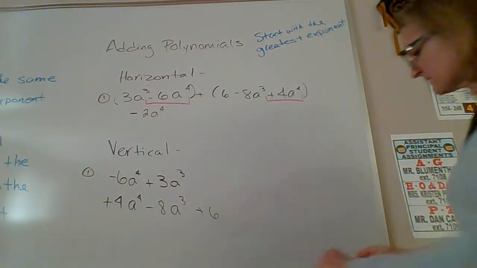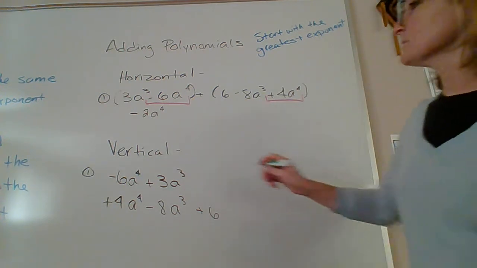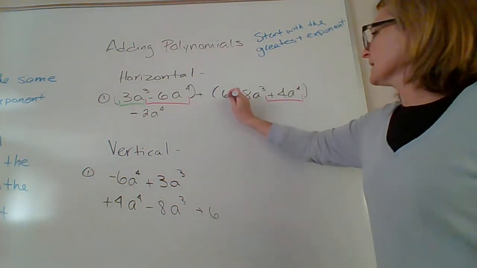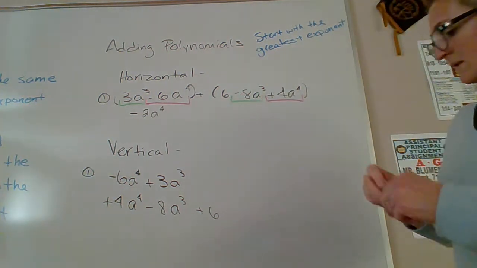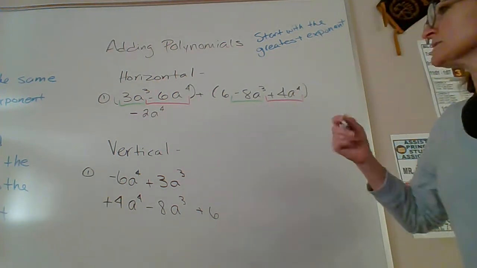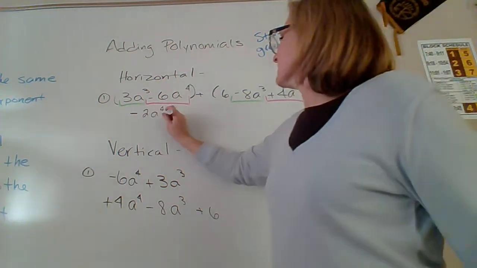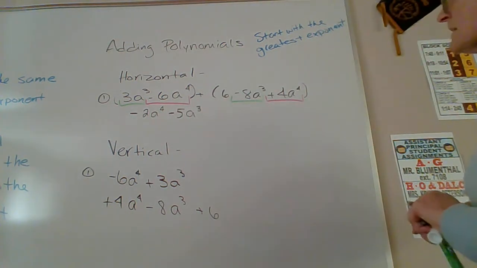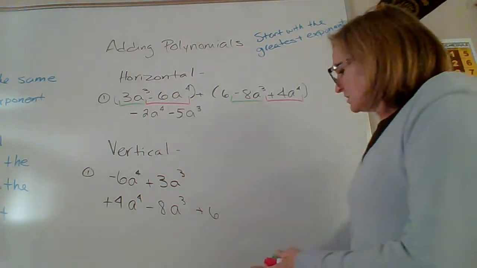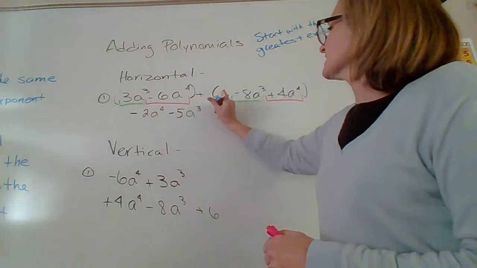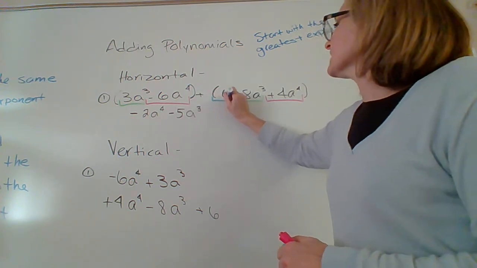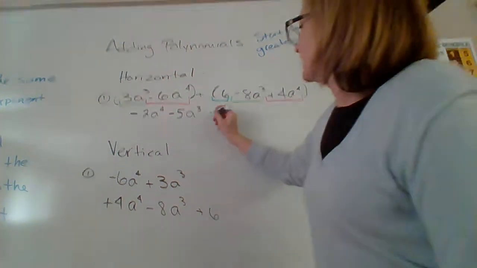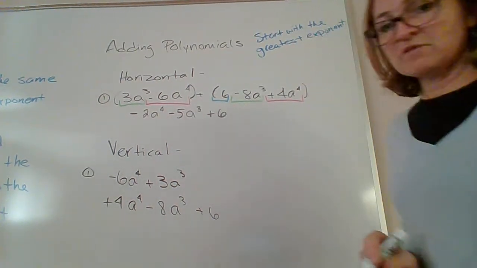Then I look for the next highest power on my variables, and that would be the third power. So we have a 3a to the third and negative 8a to the third. When I combine those, I simply add the coefficients. A positive 3 and a negative 8 give us a negative 5a to the third. And then finally, I have one more term involved, and that's the 6. Since there is no other constant, no other plain old number without a variable, we just tack that on to the end. And there you have your sum.